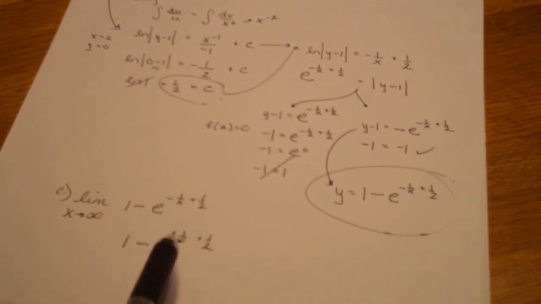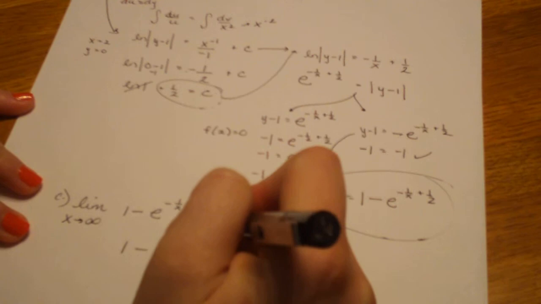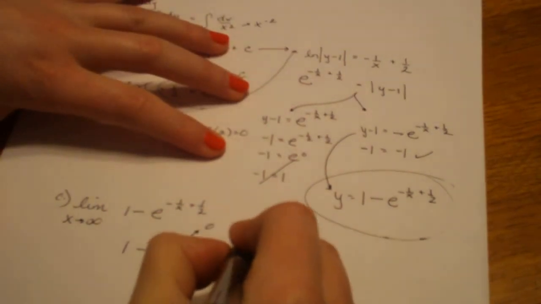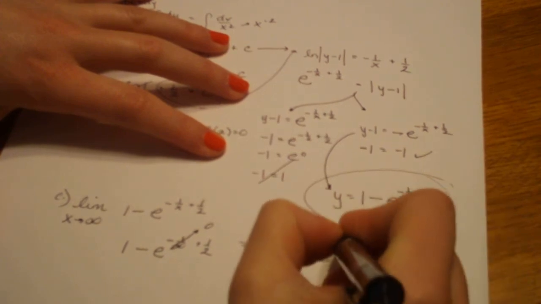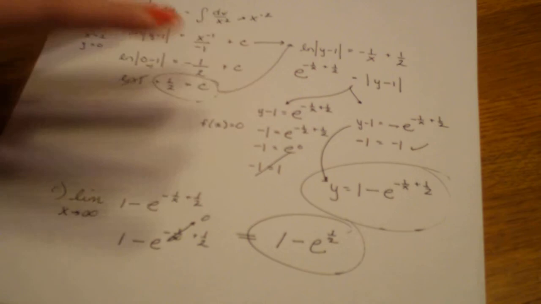Now, do you remember when we talk about what's getting bigger faster, the bottom or the top? In this case, the bottom's getting bigger faster. So that whole fraction right there is going to 0. That's turning into a 0. So essentially, that part of my exponent disappears. Therefore, my limit is equal to 1 minus e to the 1 half. That's my limit as x approaches infinity.